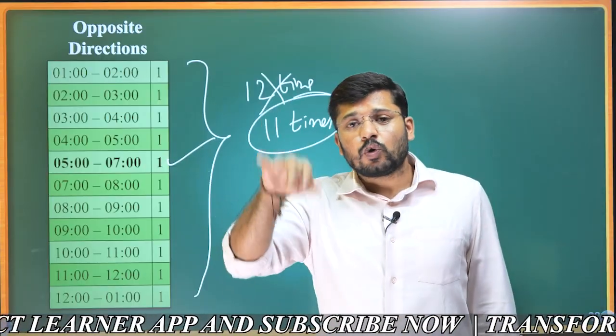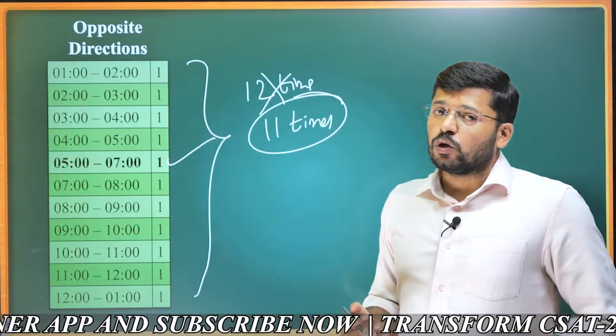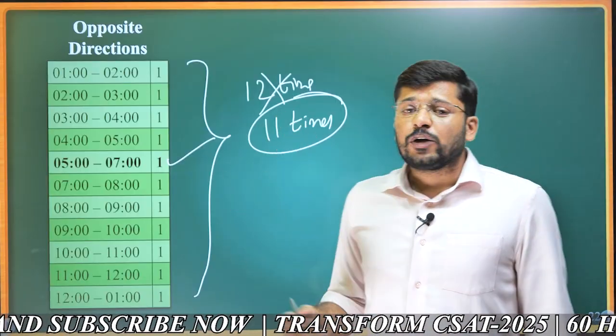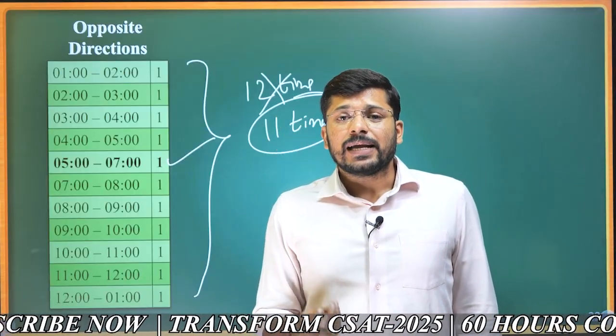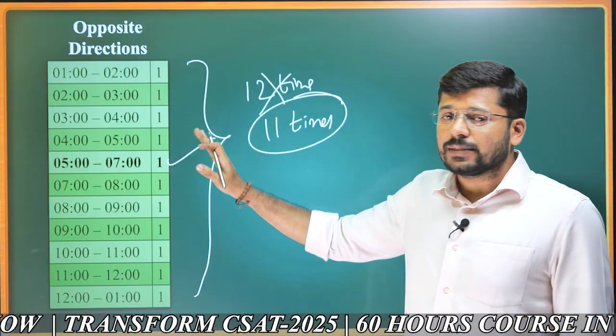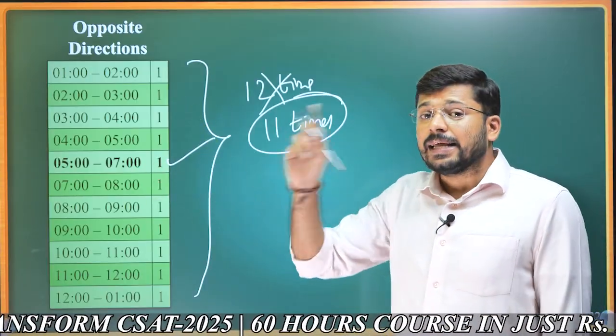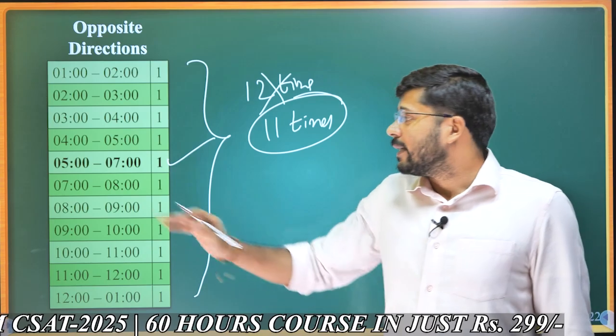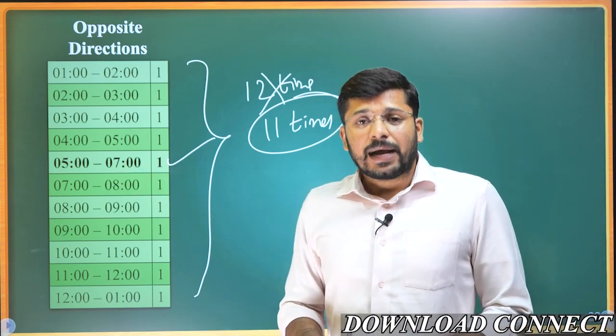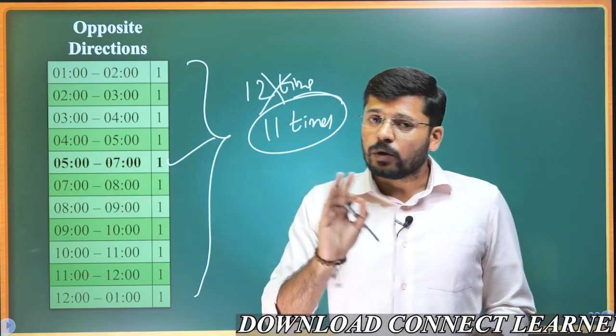The same applies for the coinciding or overlapping also. I told you they will be overlapping 11 times in 12 hours because of the exception. There the exception is 11 to 1. Here the exception is 5 to 7. Again, no need to mug up. I will tell you how to remember this.